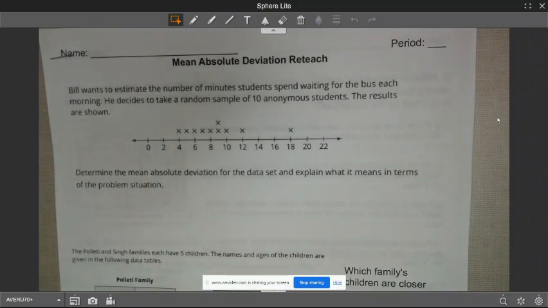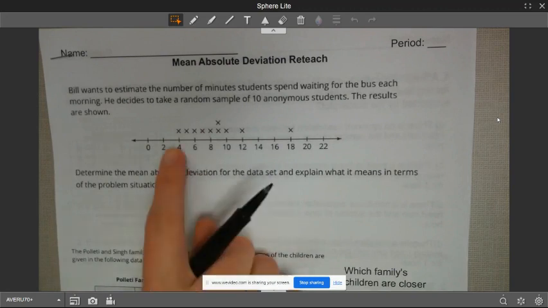Right, so today we're going to talk about mean absolute deviation. This is part 1 of your reteach for data. So Bill wants to estimate the number of minutes students spend waiting for the bus each morning. He decides to take a random sample of 10 anonymous students. The results are shown. Determine the mean absolute deviation of the data set and explain what it means in terms of the problem situation.